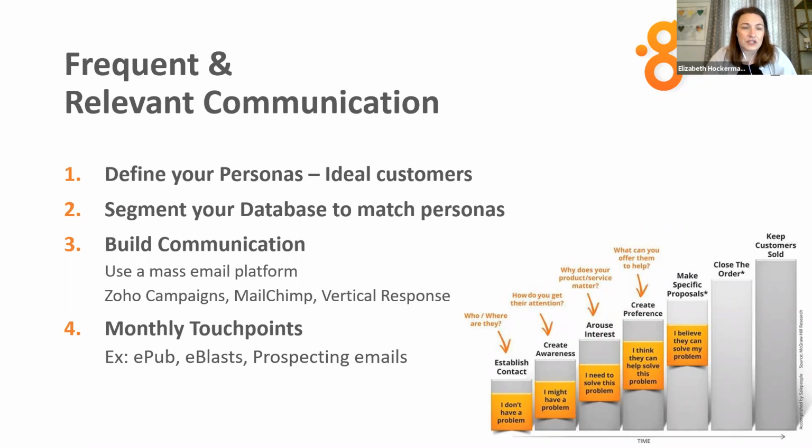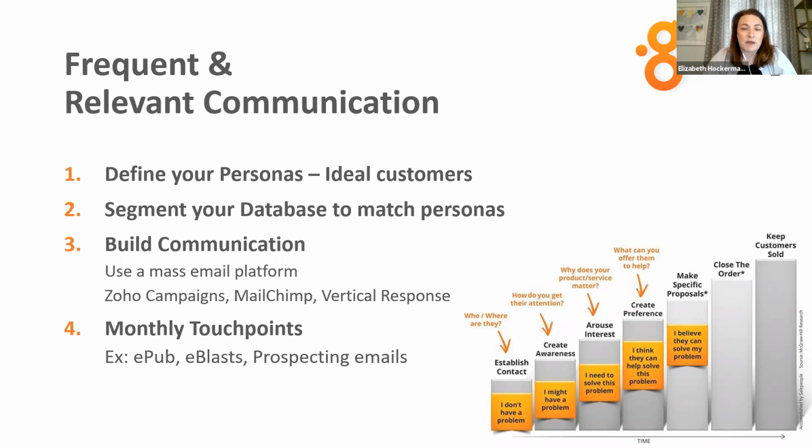Then you can build the communication, and we use a mass email platform for this type of communication, because we want to frequently touch either our entire database, through something like an e-publication or e-newsletter that appeals to everybody in some way. Or we may want to do some e-blasts, which could be a sales announcement, a resource you want people to be aware of, or an update about your business, especially if you're in an industry with COVID where you need to continuously update people on how they can reach you.